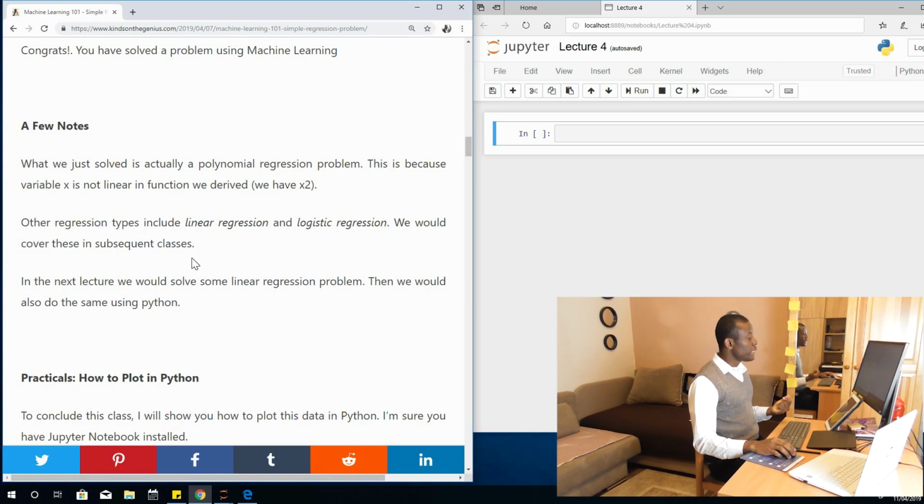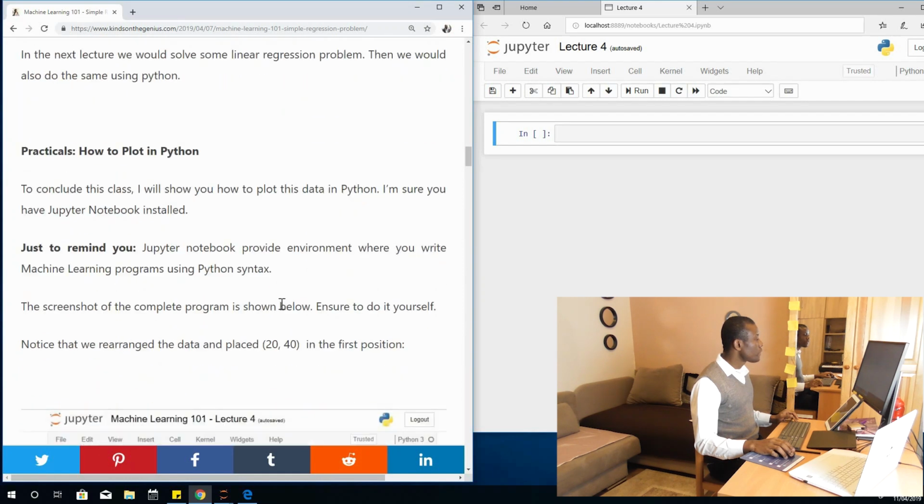Another regression type might include linear regression and logistic regression. So you know of three types now: we have linear, we have polynomial, and we have logistic regression. In the next lecture, we'll solve some linear regression problems. Then we'll also do the same in Python.